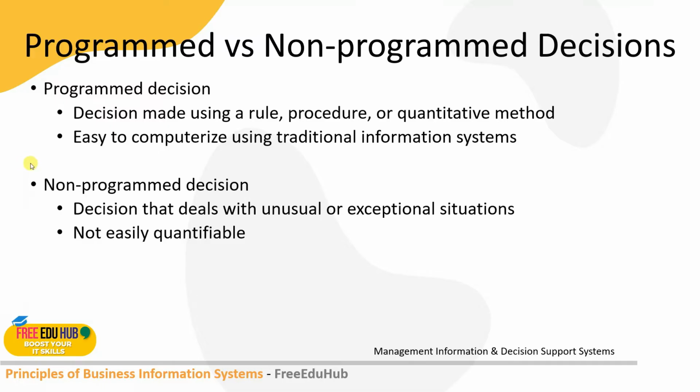Then we have non-programmed decisions that deal with unusual or exceptional situations, not easily quantifiable. It means that we cannot quantify or count them, that is, what the decision should be based on what kind of scenarios. Determining the appropriate training programs for new employees could be an example, or deciding whether to start a new product line, or weighing the benefits and the drawbacks of installing new pollution control systems, etc. We'll have to rely on certain things in order to come up with certain decisions.